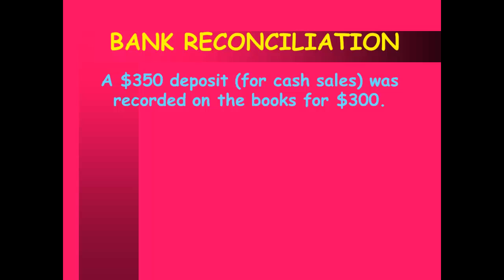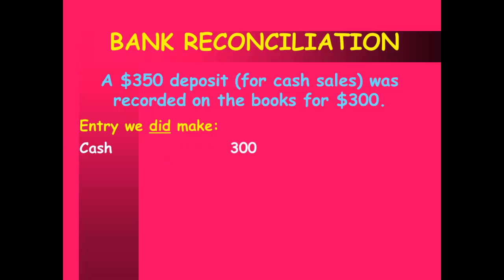It is to record the daily cash sales. But old Barney put it on his books for $300. It was really for $350. He put it on his books for $300. Again, let's write down the entry we did make. And tell me, what account do you think I debited in my entry? Cash. Good.